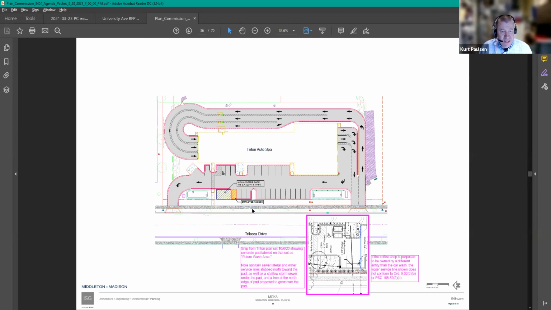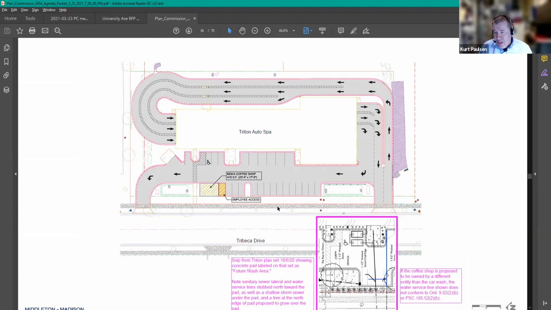So the finding would be that the architecture and circulation is consistent with the other uses in the B2 zone. We don't have specific standards in our ordinance for what the conditional use is, other than traffic and architecture.